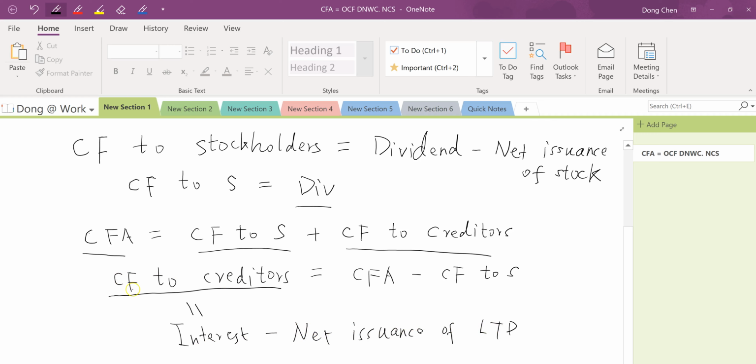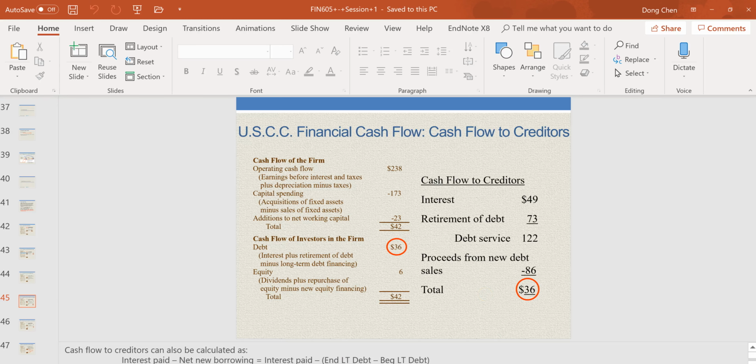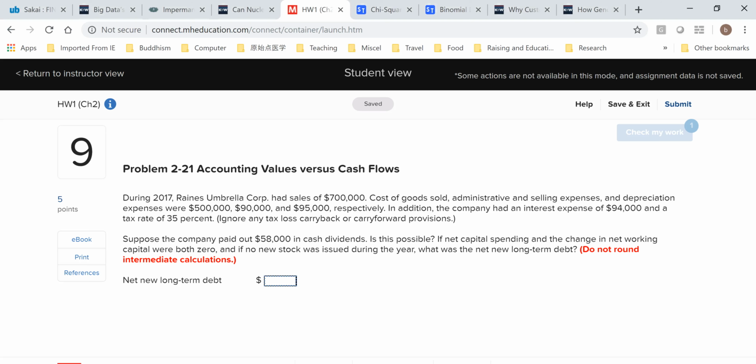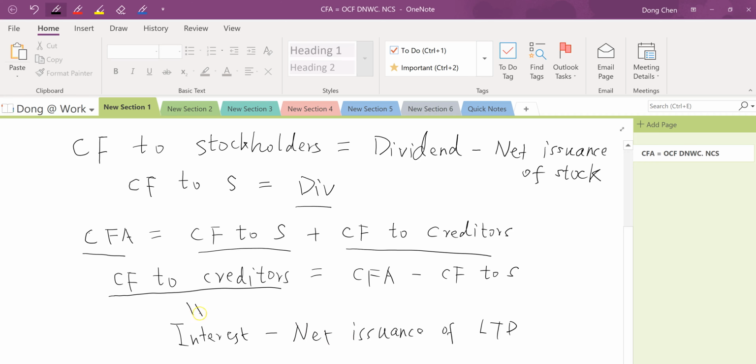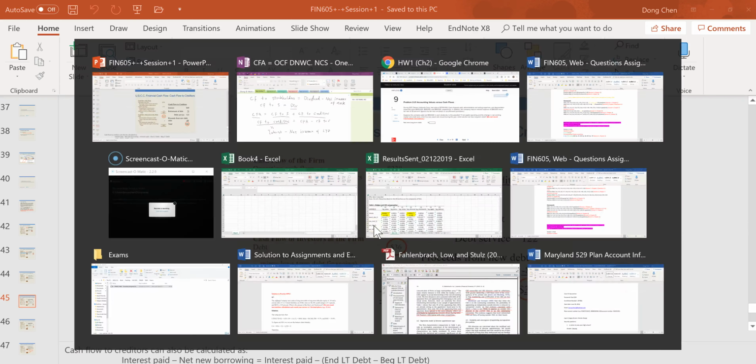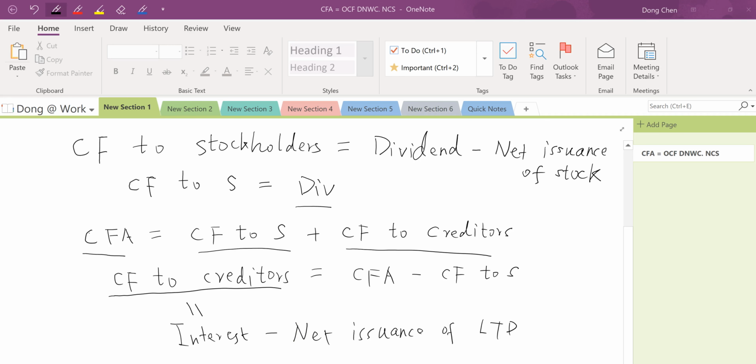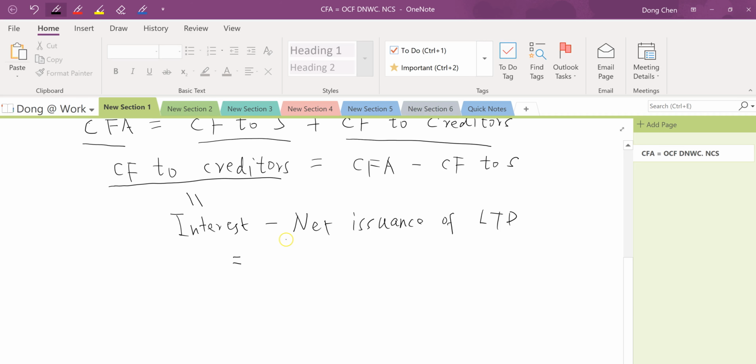So it's interest minus net issuance of long-term debt. That's why we care about cash flow to creditors, because here we have this net issuance of long-term debt. That's what is asked in this question: what was the net new long-term debt? So if we can figure out the cash flow to creditors, because we know the interest, which is directly provided by the setup, then we can figure out the net issuance of long-term debt based on this equation. That's basically what we can gather from this input here.